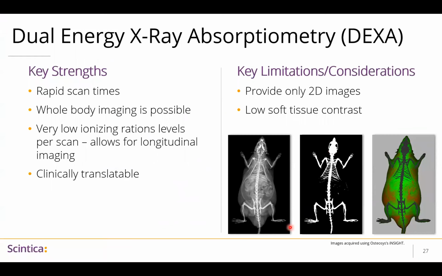Here we have some example images coming from a rat. So we can see the X-ray attenuated image with nice resolution, the bone map, as well as the lean and the fat mass. And of course, we can get the quantification that I showed on the previous slide from here. Scan times can be quite fast. Again, on the Insight system that we have here is 25 seconds. Whole body imaging is possible. The ionizing radiation levels are very low, so we don't need to worry about the effect on longitudinal imaging. And of course, it's clinically translatable.